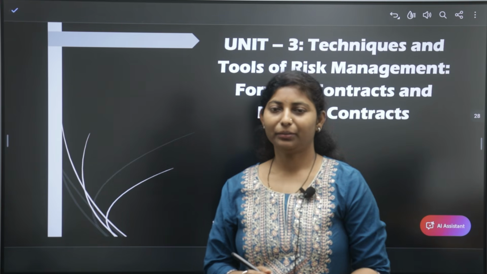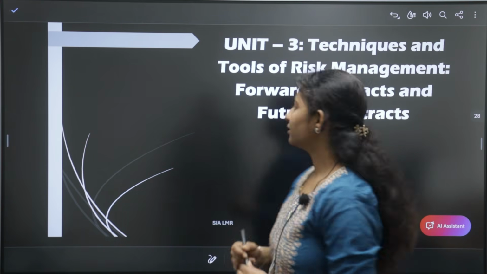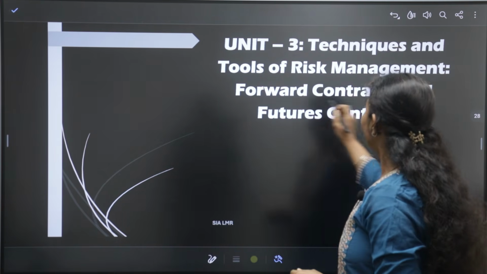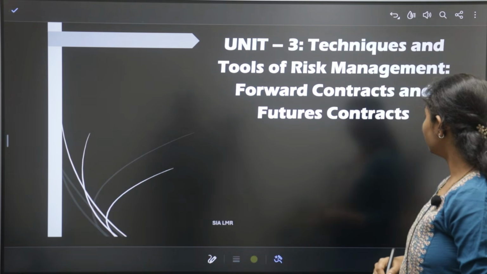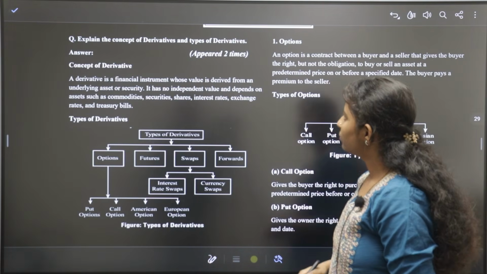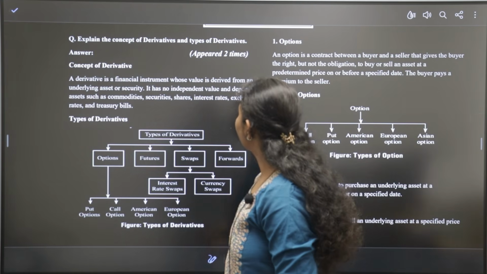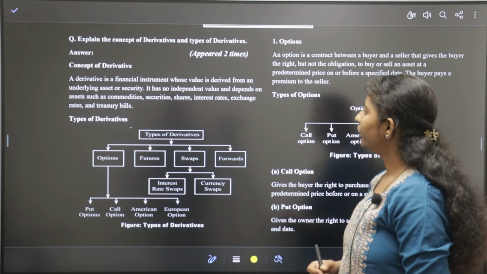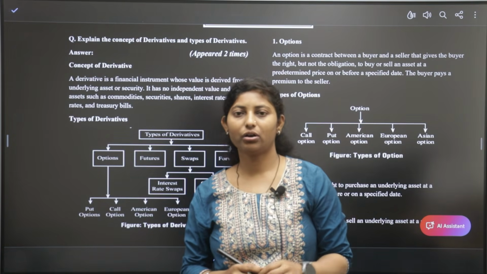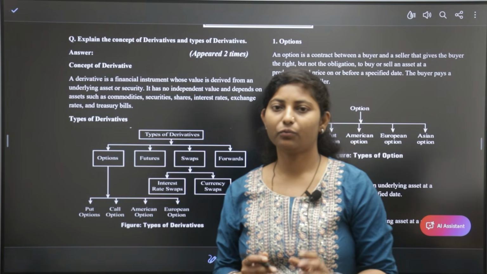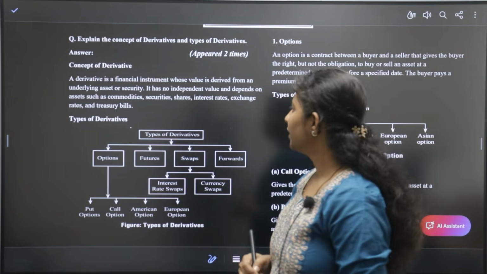Now we'll start the important questions under the third unit: techniques and tools of risk management, forward contracts and future contracts. First question: explain the concept of derivatives and the types of derivatives. Very important question. We'll discuss what you mean by derivative and its types also.